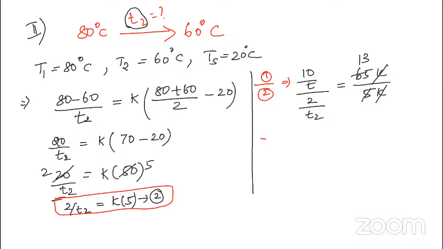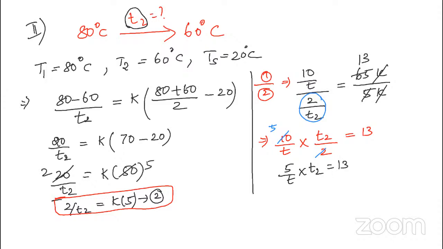For the next step, 10 by t, we have to write it as such, and the denominator values we can convert into numerator, so just reverse it and write it down. So T2 divided by 2 is equal to 13. Then this is 1 time, this is 5 times. So 5 by t into T2 is equal to 13.